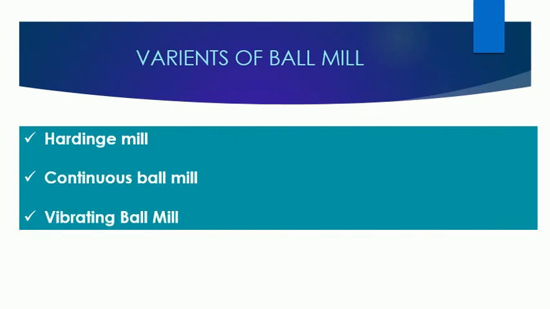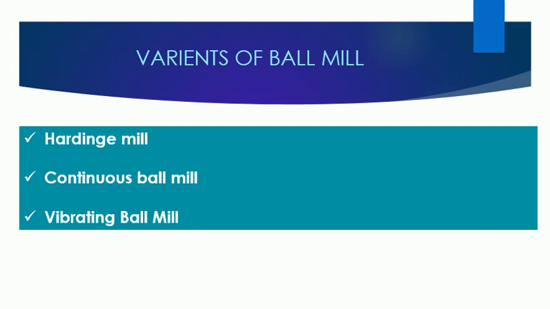So next I am going to discuss the variants of ball mill. There are three variants of ball mill: hardinge mill, continuous ball mill and vibrating ball mill. Hardinge mill consists of a hollow cylinder with a conical central section. The small balls are placed near the discharge end where they can perform the finest grinding. The largest balls remain in the cylindrical feed end with a gradual decrease in size of balls. Differential centrifugal force causes the finer particles to move towards the discharge end.